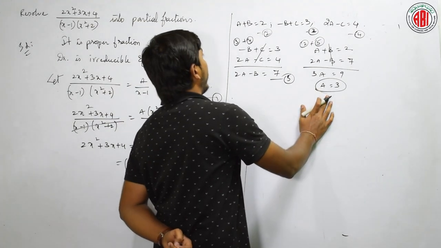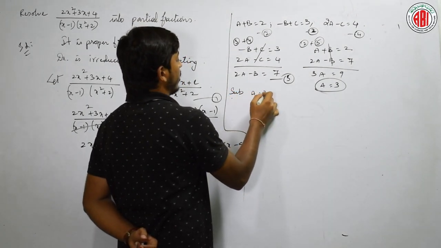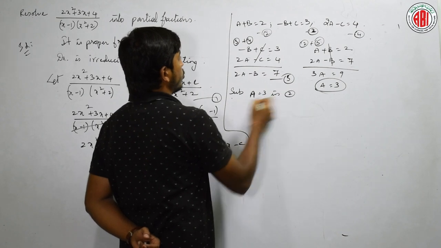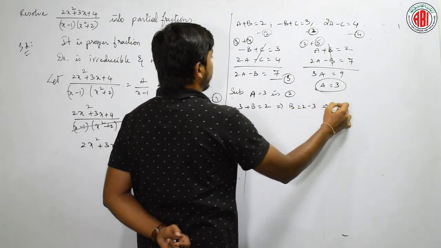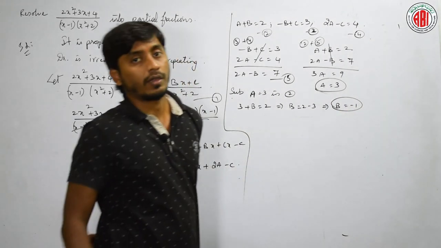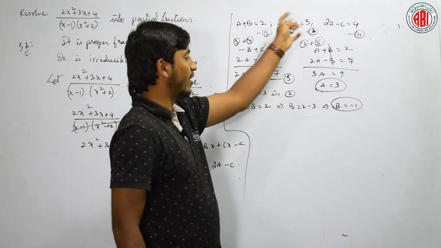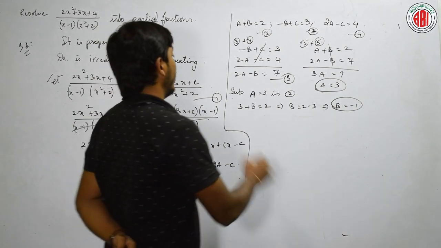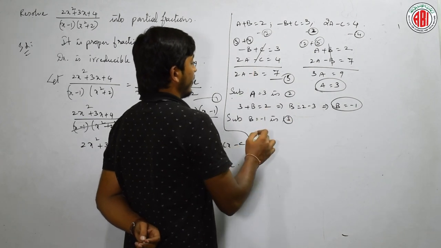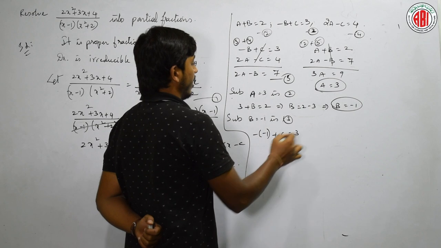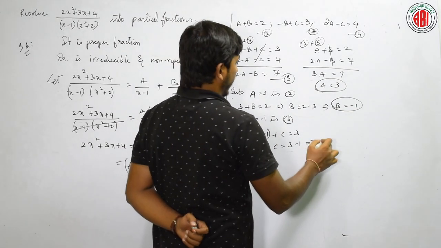Now, let us substitute the value of a in 2. Substitute a equal to 3 in 2. I will be left with 3 plus b equal to 2, b equal to 2 minus 3, b is equal to minus 1, okay? Is it right? Now, let us substitute b in the third equation. Substitute b equal to minus 1 in 3. That will be minus of minus 1 plus c equal to 3. Therefore, c is equal to 3 minus 1. I will get c equal to 2.